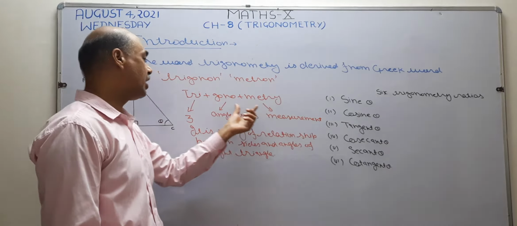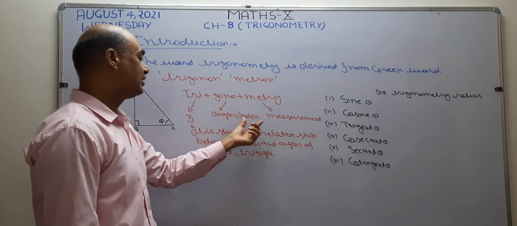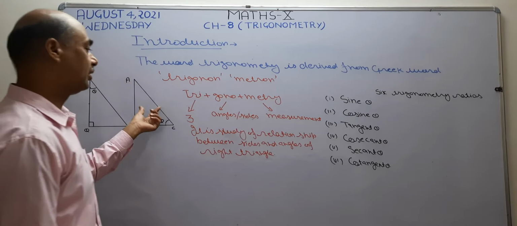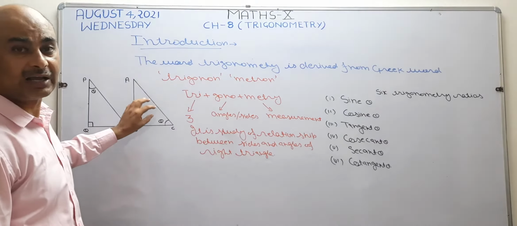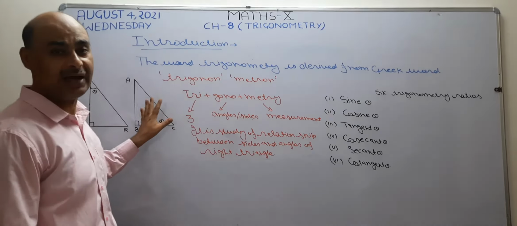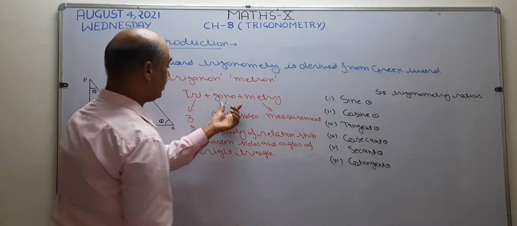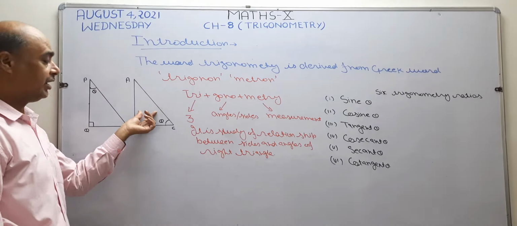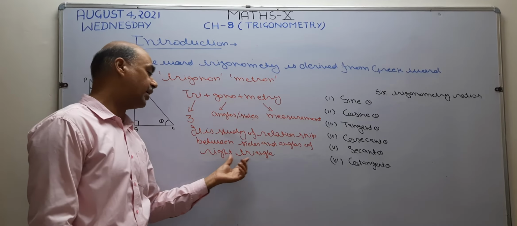It means we are going to study the relationship between angles and sides of a right angle triangle, because trigonometry deals only with right angles. When a right angle is there, we are going to use trigonometry; otherwise we cannot use trigonometry at any time. So trigonometry is basically used in a right angle triangle. It is the study of the relationship between sides and angles of a right angle triangle.